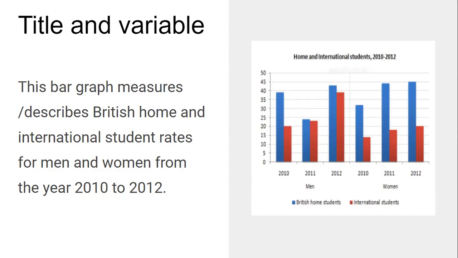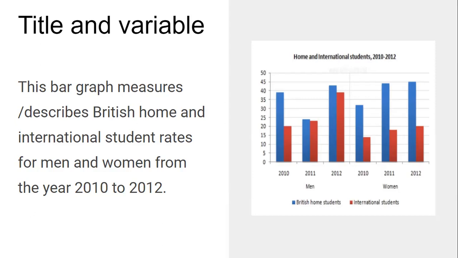This bar graph measures. Instead of the word measures, you can say describes. What does it describe? Let's see the title. British home and international student rates. This 0, 5, 10, 15, these are all the rates. For whom? For men and women. From when to when? From the year 2010 to 2012. This is the first line. I repeat myself. Title, that is home and international students. You have to mention the year, you have to mention the gender for whom we are talking, and you are supposed to mention the x-axis, that is men and women.